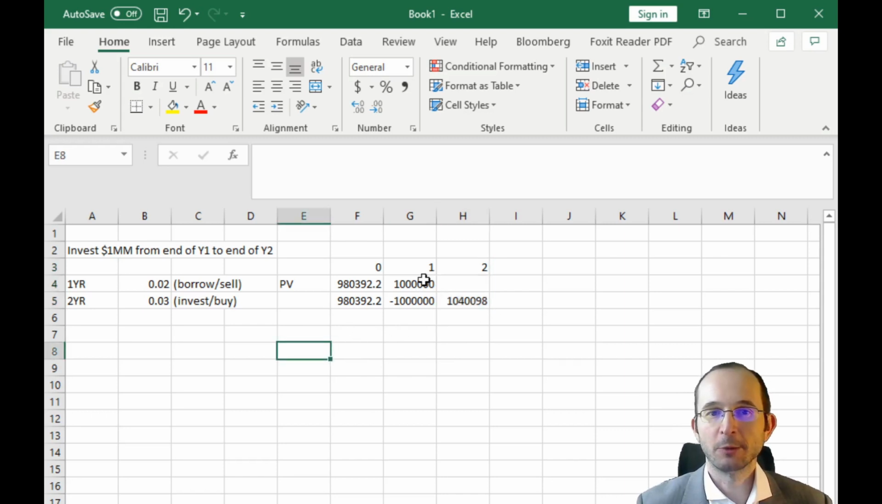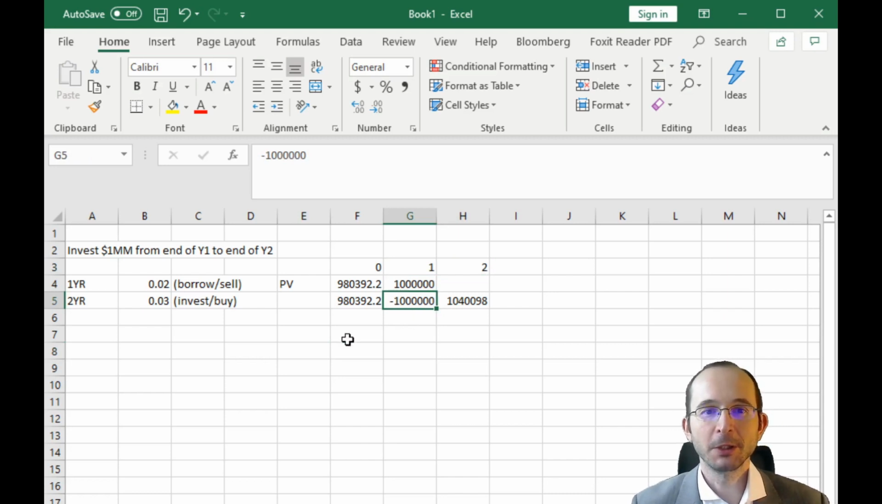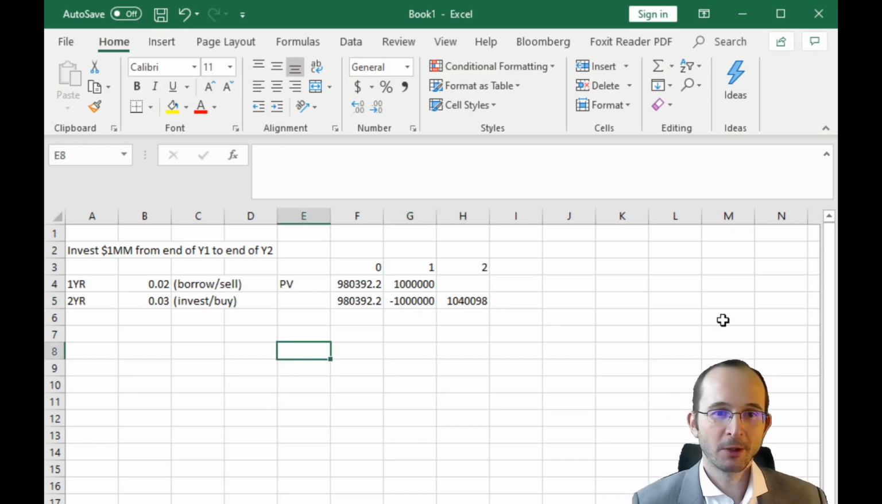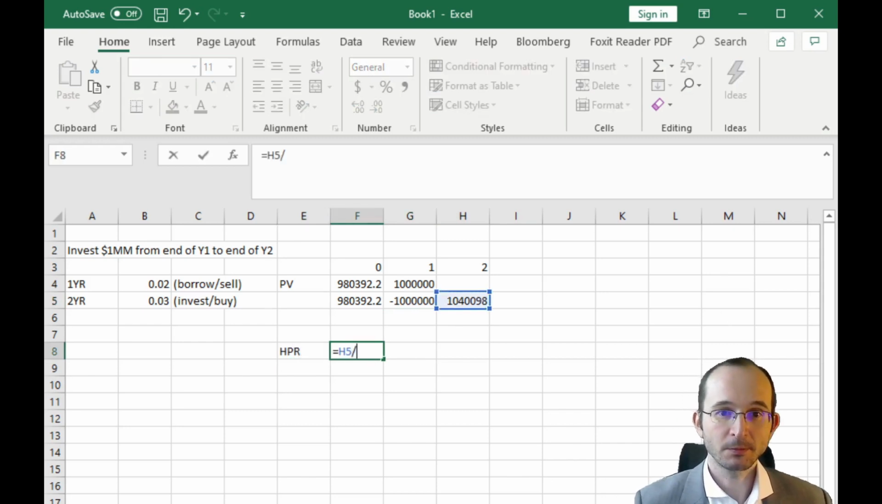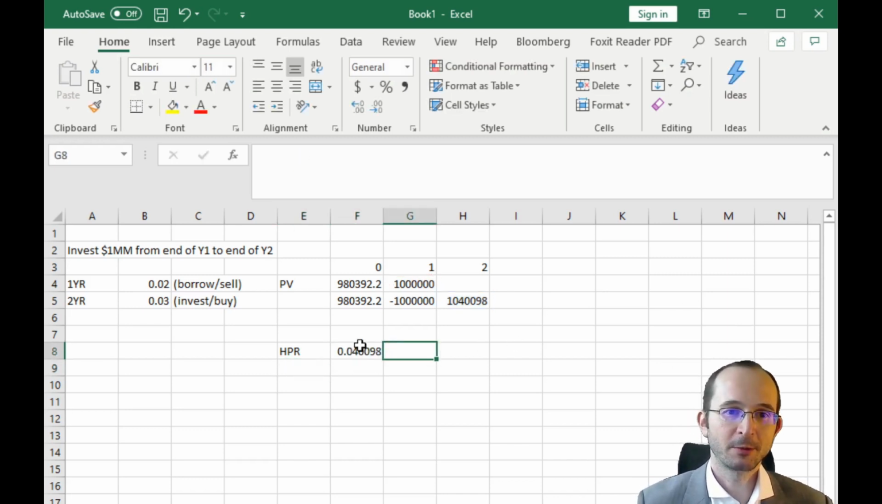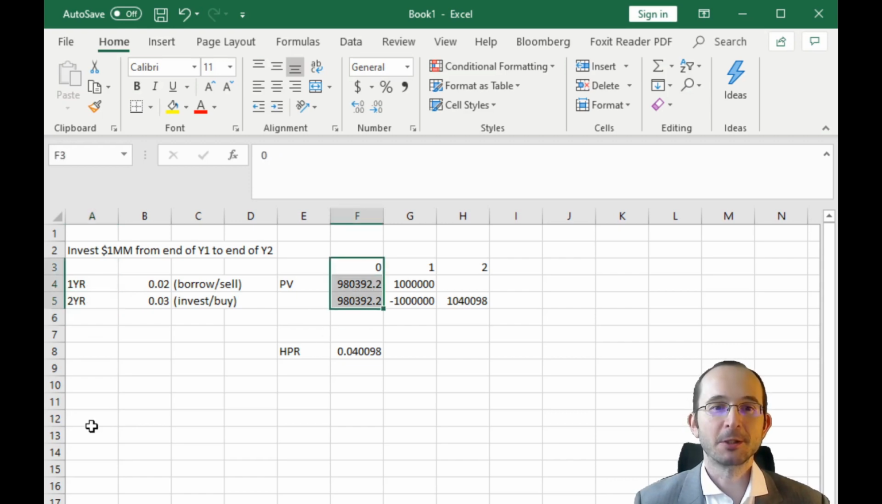So then what is our return between years 1 and 2? Well, we got our $1 million that we wanted to invest. It turned into $1,040,000 by the end of year 2. So our holding period return would be the ratio of those two minus 1, or 4%, which is exactly what we wanted. So that's how we can engineer a forward rate between years 1 and 2 by making trades in the 1-year and 2-year zero coupon bonds right now in year 0.